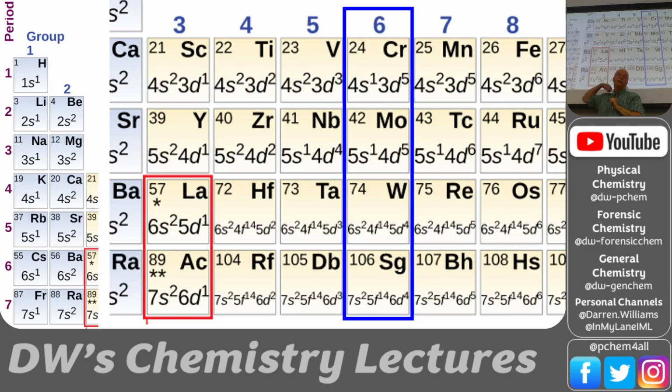It stole it from the s subshell. So look at chromium. It's an exception to our filling rules. Vanadium was 4s2, 3d3. Chromium is 4s1, 3d5. So we got close enough to a half-filled subshell, and we grabbed an electron out of the s to make sure we had a d5. That's very stable. Every electron there has its own orbital that it can interact with the nucleus with. So the chromium group is an exception, at least chromium and molybdenum.